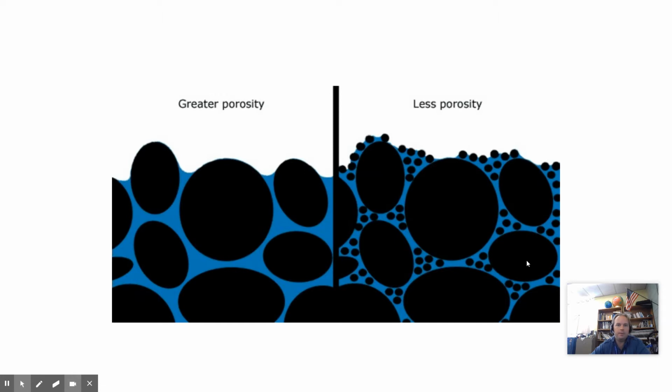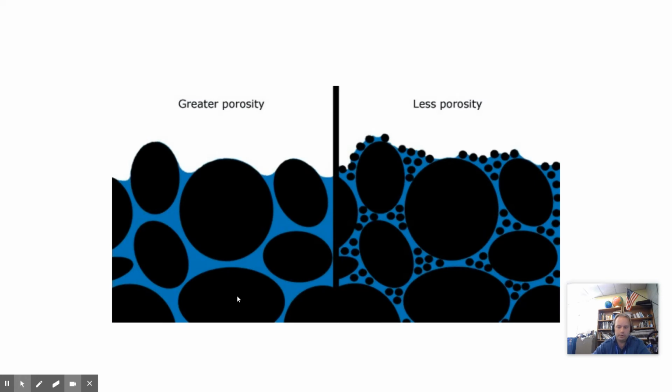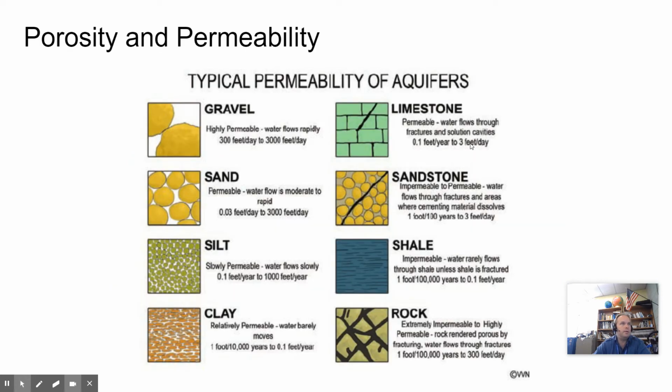But if these pore spaces are connected, then we call it permeable. And typically, permeability varies based on the type of aquifer. We're going to be looking a lot at sand and gravel, but in a fractured bedrock situation, the water can travel anywhere from 1/10 of a foot to 3 feet per day. 3 feet per day is actually pretty fast for an aquifer. In sand and gravel, it can actually travel much faster.